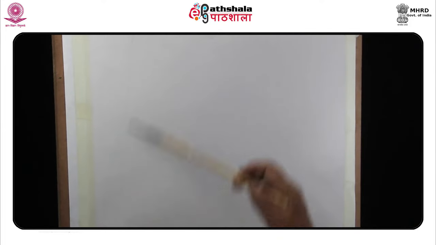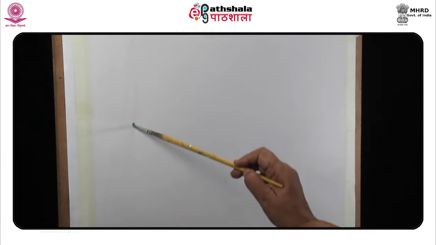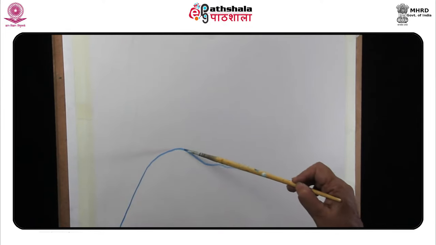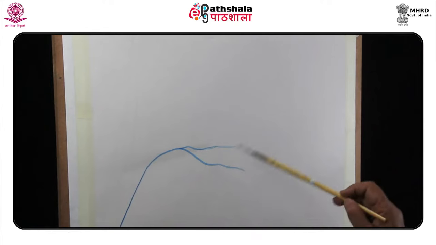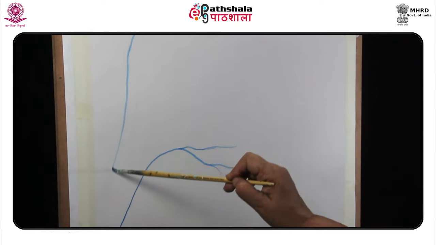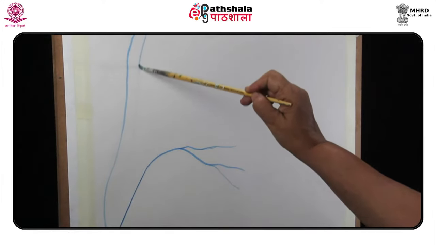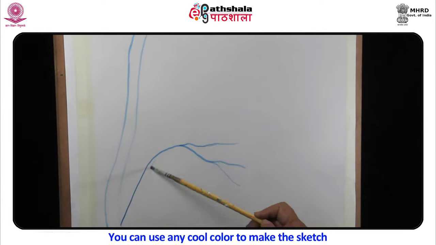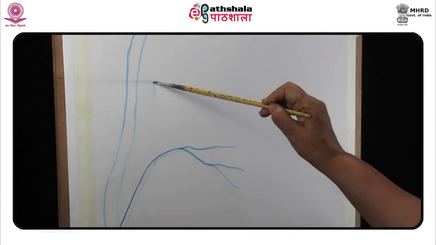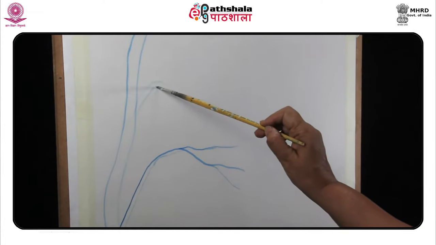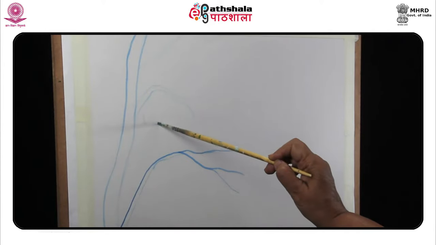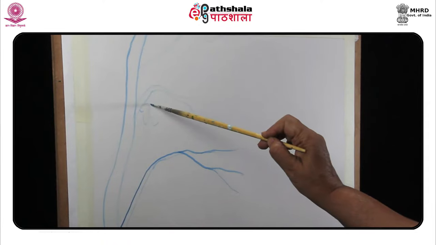Balance by color, the eye is more attracted to color than to a neutral image. Let us start our own composition. First of all, I will compose the composition using flat brush. You can use any cool color to make the sketch. I have made the form by space division.